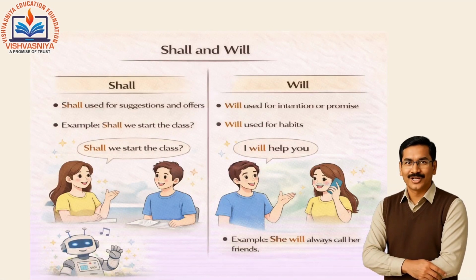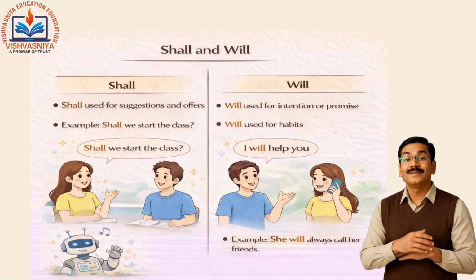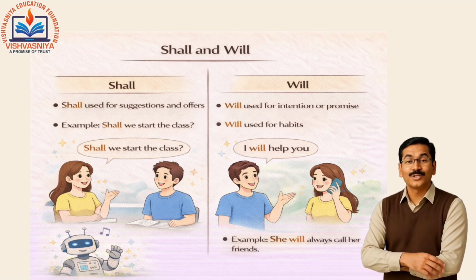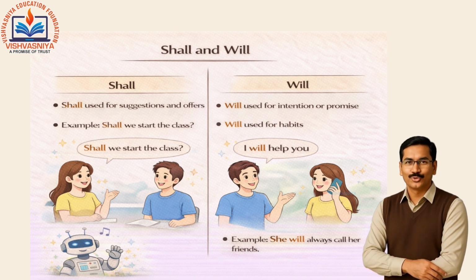The modal verb shall is mainly used with the first person to make suggestions or offers. For example, shall we start the class? In formal language, shall can also show rules. The modal verb will is used to talk about future actions, decisions, or promises. For example, I will help you. It is also used to talk about habits, such as he will talk for hours.